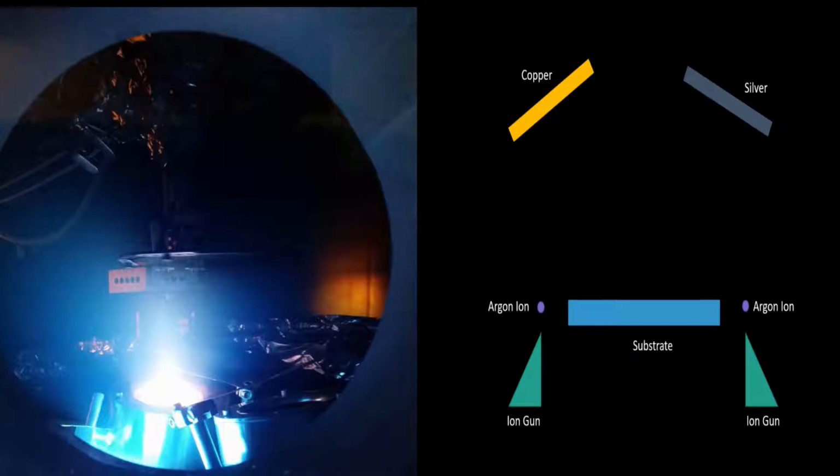In this experiment, argon ions were used as the ion beam because argon atoms are relatively heavy. The argon beam interacts with two targets, one composed of copper and one composed of silver, as these were sputtered onto the substrate at the same time.